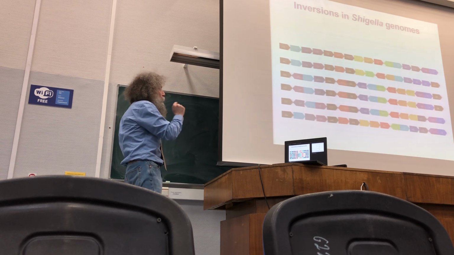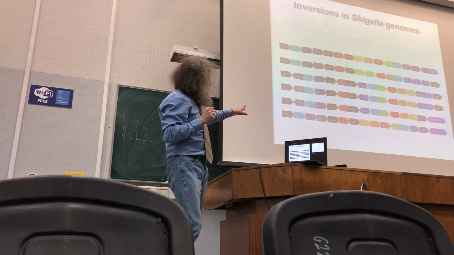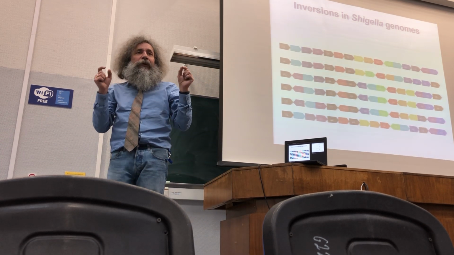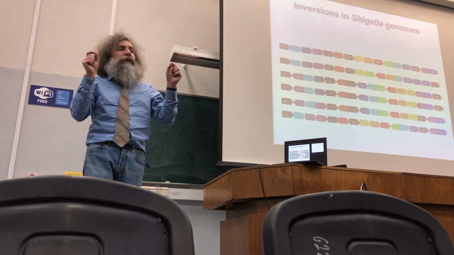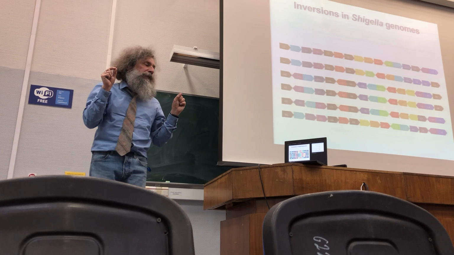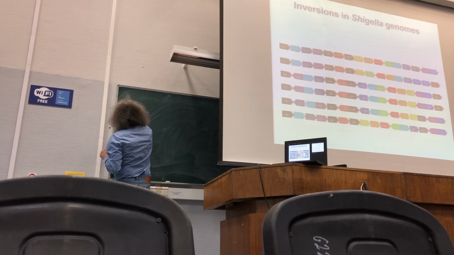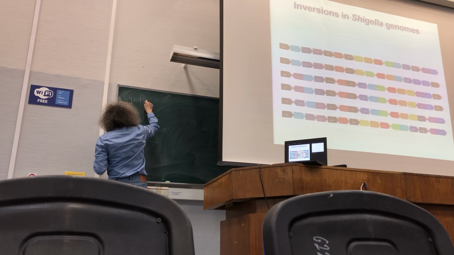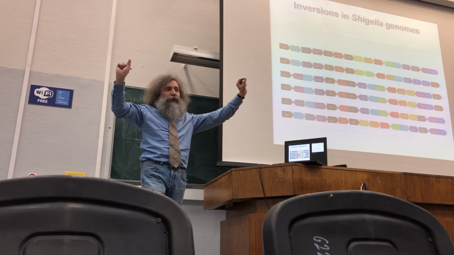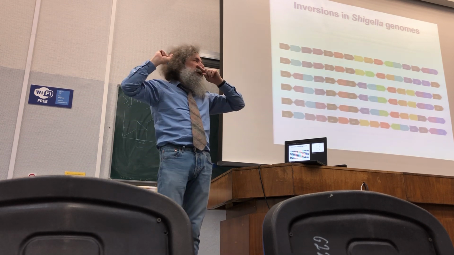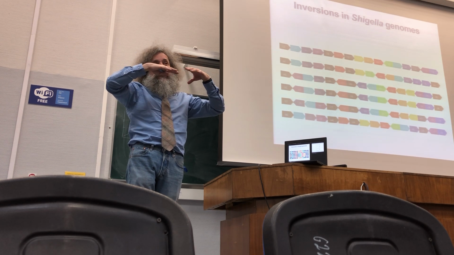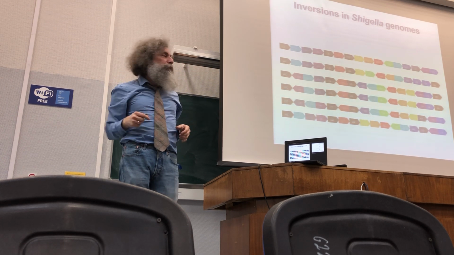We have inversions. Well, we have actually each arrow corresponds not to a single gene, but rather a group of genes such that there were no breakpoints within this group. It's called the synteny group. Synteny means that there is a part of the genome or a chain of genes or whatever such that there were no breakpoints between genes from this group.